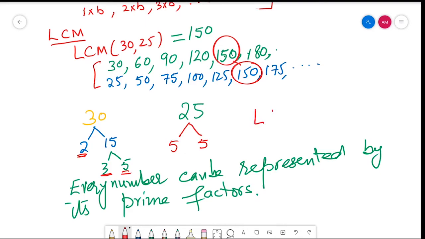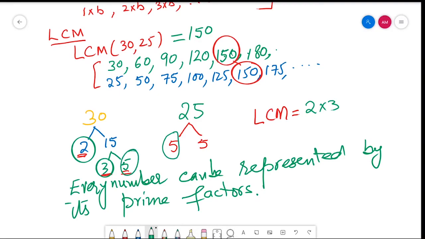For LCM, if a factor appears twice in these factorizations, we write it only once. So we pick 2, because it appears only one time. Then we pick 3, it is also only one time. Then 5: this is 5 and this is 5, so we pick it once, times 5. And we have another 5 which is there, times 5. Now 2 times 3 is 6, 6 times 5 is 30, 30 times 5 is 150.